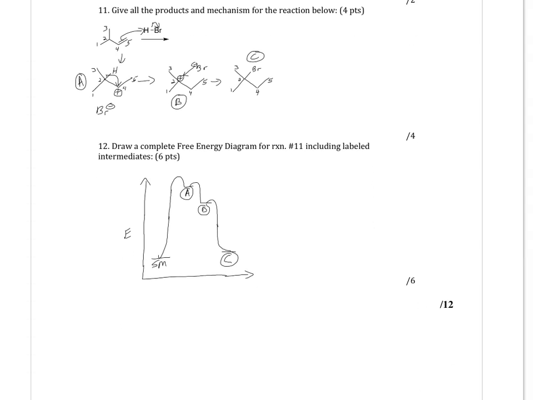See if we can draw intermediates for this reaction for number 11. So A and B are intermediates. Every arrow is a hill. So we have 1, 2, 3 hills. A is higher energy than B because it's secondary versus a tertiary carbocation. I'm not really worried about C or the starting materials and products and where they are in energy relative to each other.